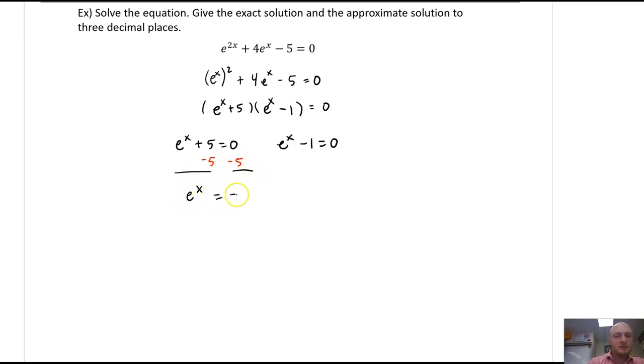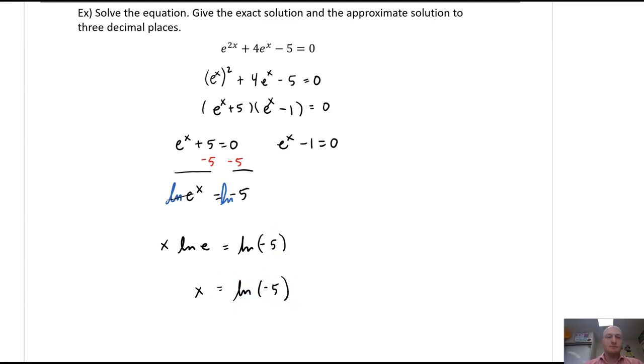e to the x is equal to negative 5. Go ahead and take a natural log of each side, and uh-oh, I don't really like this. We have x natural log of e, which we know is 1. You can think of the natural log of e as almost just disappearing, so we get x is equal to whatever is on the right side: natural log of negative 5.